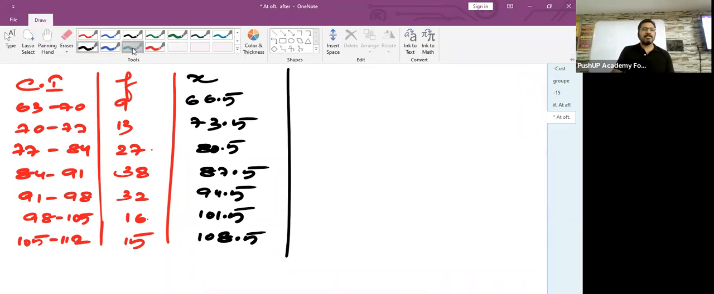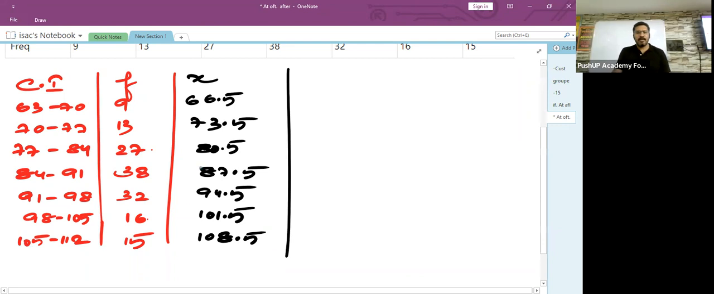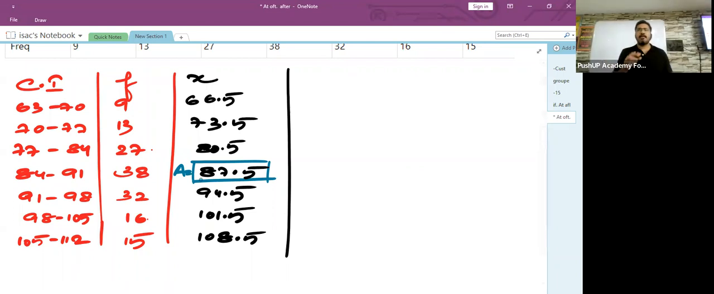Now, the next column, children. Once x is done, we usually find the assumed mean out of x. So let me assume 87.5 as the assumed mean. So far everything is fine.